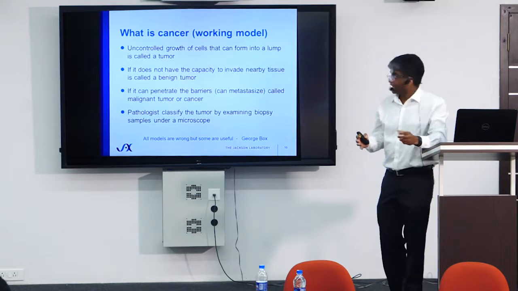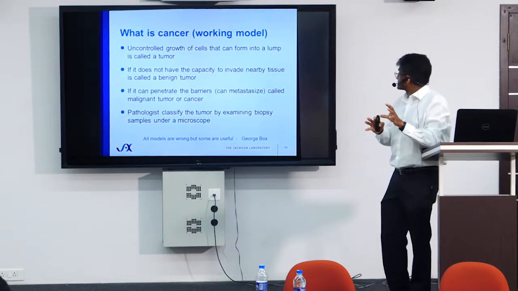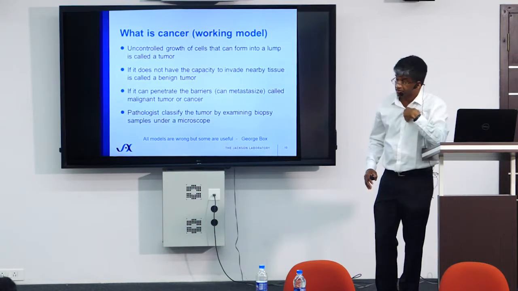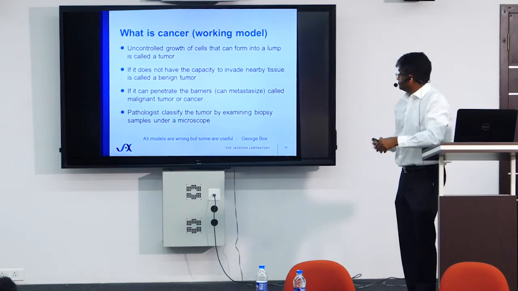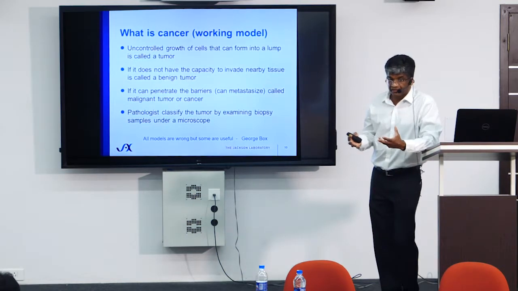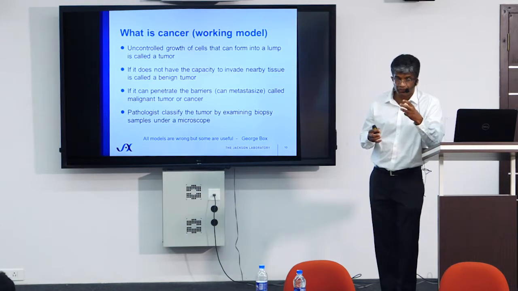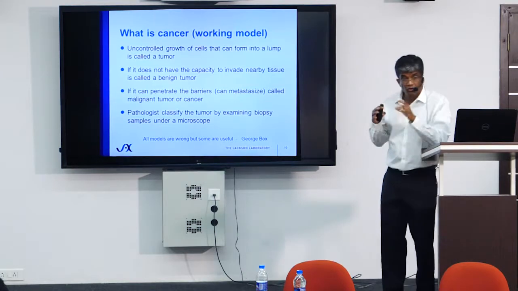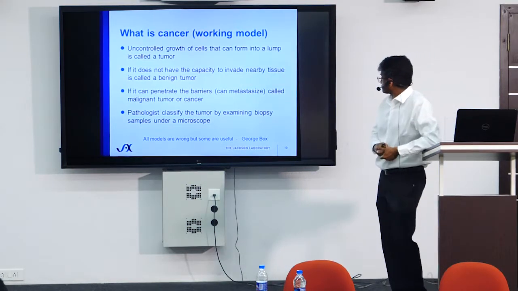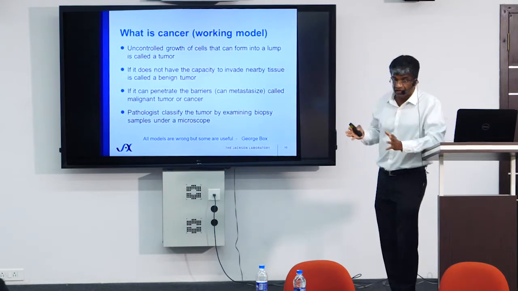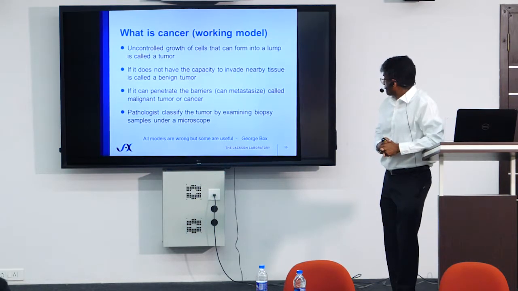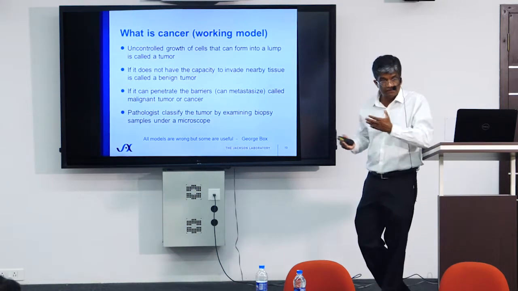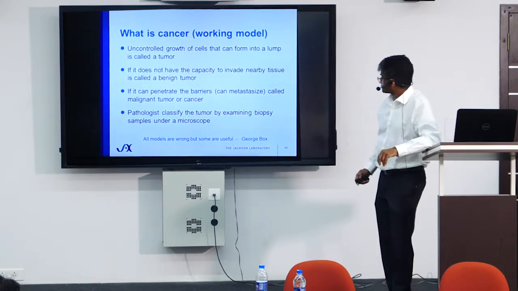What is cancer? Cancer, by definition, is uncontrolled growth of cells that can form into a lump. You can have a tumor of the breast or lung, and not all tumors are cancers. If the tumor attains the property to metastasize, then it's actually called a cancer. Cancers are tumors that can travel. The malignant tumor is another name for cancer. And when you do a biopsy, the pathologist can look at it and say whether it is a malignant tumor or a benign tumor.